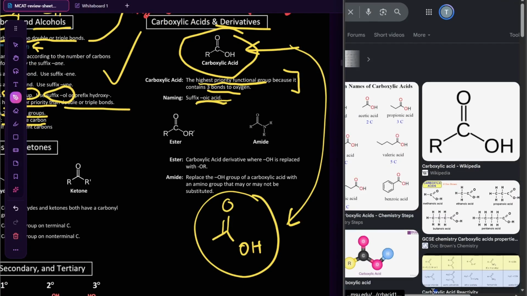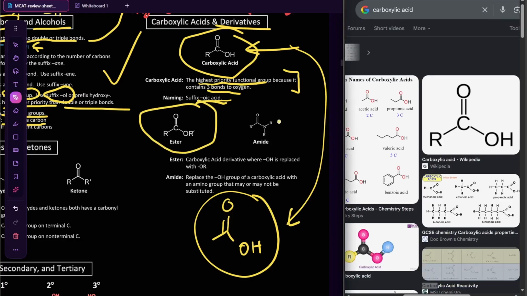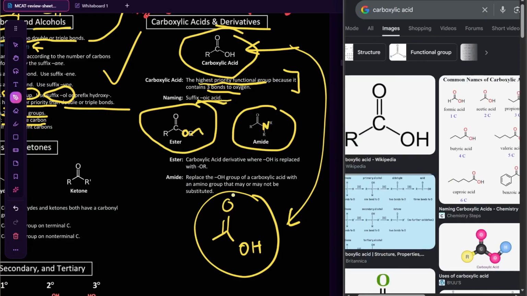Okay, so now we can go into esters, which look like this, and amides, which look like this. So amides, you notice, have this N here, and esters have just an O, and then they attach to something else. By definition, an ester is a carboxylic acid derivative where OH is replaced with OR instead. And an amide is when you replace the OH of the carboxylic acid with an amino group that may or may not be substituted.